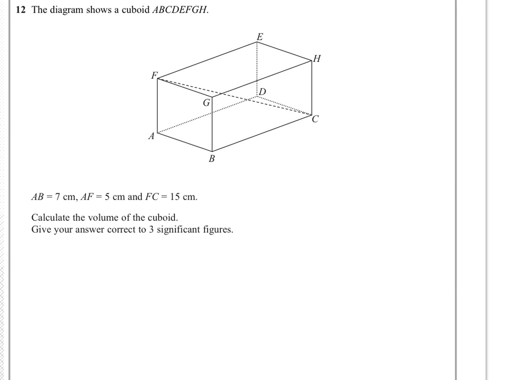Question 12. What we have to do here is work out the volume of the cuboid. And we're given that AB is 7 centimetres here. AF is 5. And what else we're given is the fact that FC is 15. And that's that dotted diagonal here.